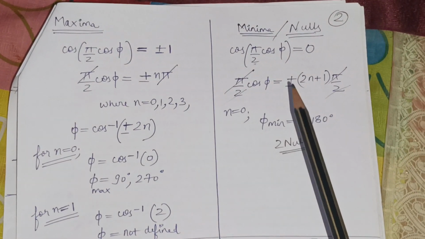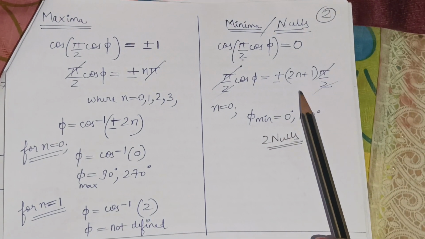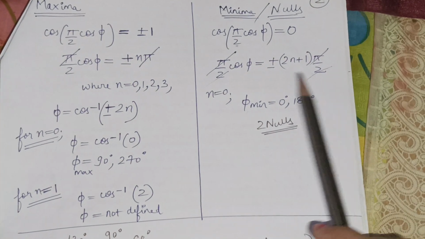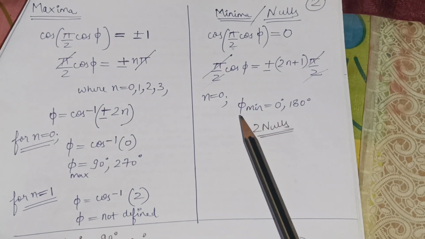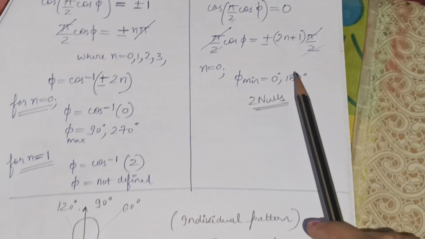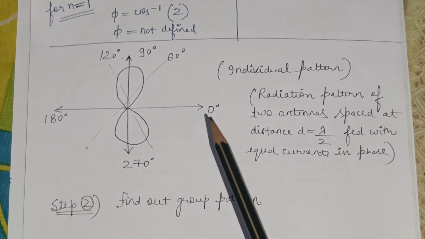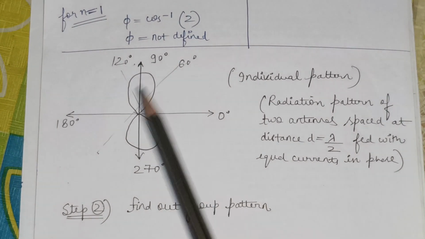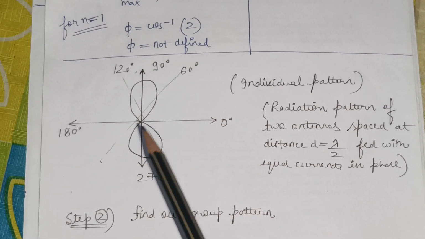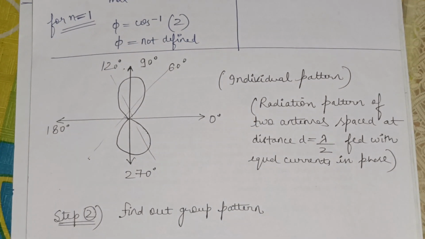For minima or nulls, the cos(pi by 2 cos phi) must be equal to 0, and we know that it will be satisfied by the equation (2n plus 1) pi by 2. N is again an integer, and you can calculate the minima angle, that is 0 degree and 180 degree. Now you have to plot this individual pattern or the unit pattern. At 0 degree, 180 degree, 60 degree, 120 degree, you are not getting any lobe, but you will get the maximum lobe or major lobe in the direction of 90 degree and 270 degree.